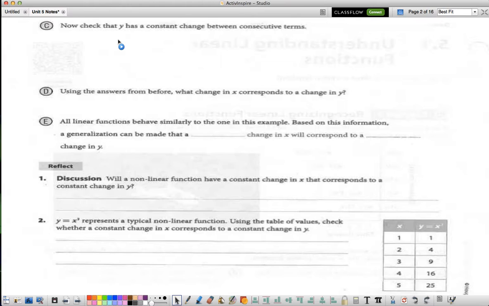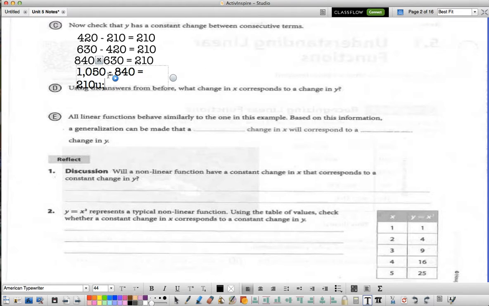Now we're going to check to see if there is a constant change in y. To start off, I take 420 minus 210 because that's the first 2 points, and I notice that there is a difference of 210. Then 630 minus 420, again, I get a difference of 210. On the next one, 840 minus 630, a difference of 210. And the last one, 1050 minus 840, is a difference of 210. So I'm noticing here that I have a constant change in y.